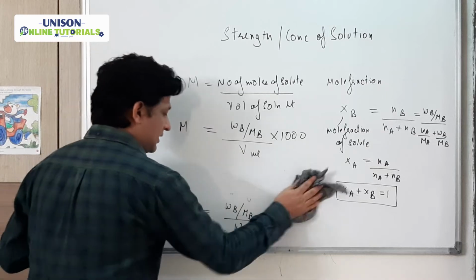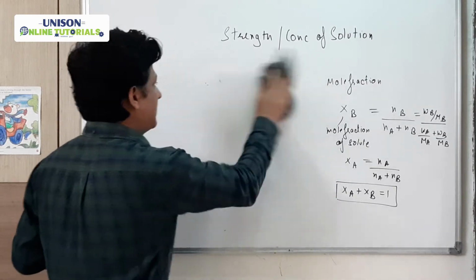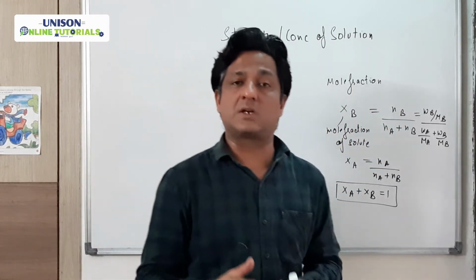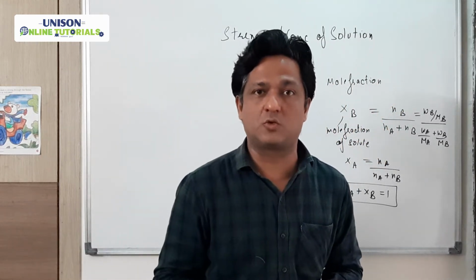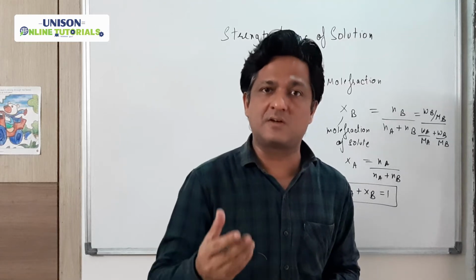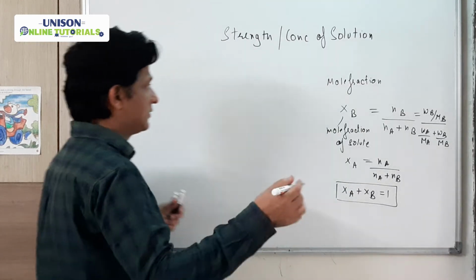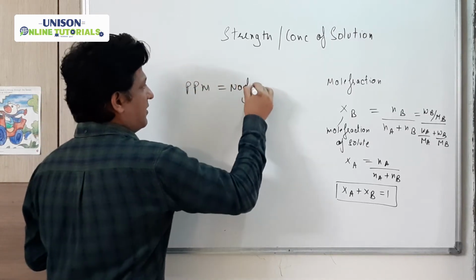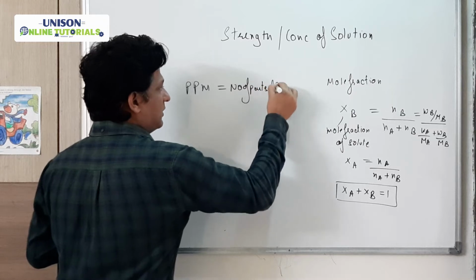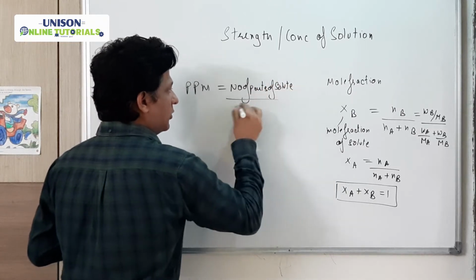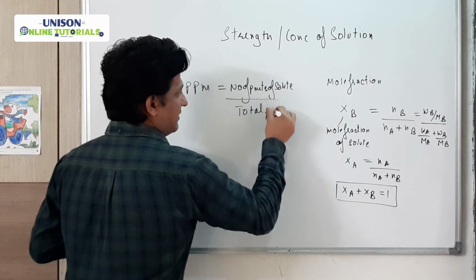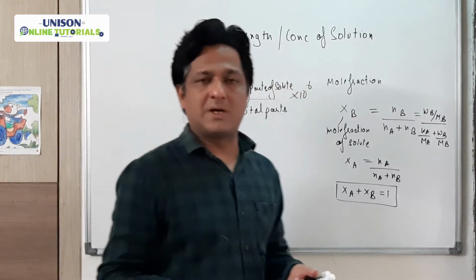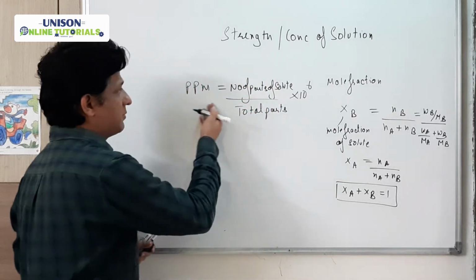Chalo, next let's talk about parts per million. See, when the solute is present in very less quantity, जब solute बहुत ही less quantity में present होता है तो we express its concentration in parts per million. Clear? So ppm, that is number of parts of solute upon total parts into 10 raised power 6, because 1 million is 10 raised power 6. So this is the way to calculate parts per million.